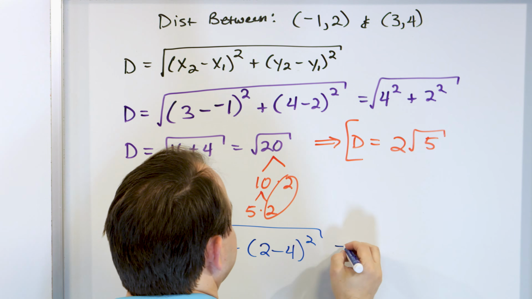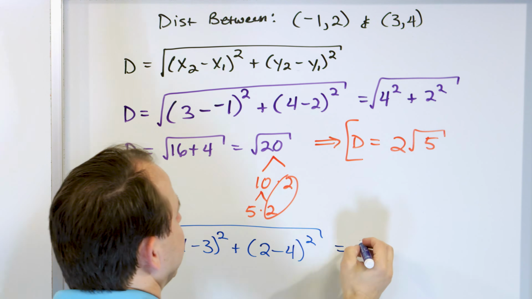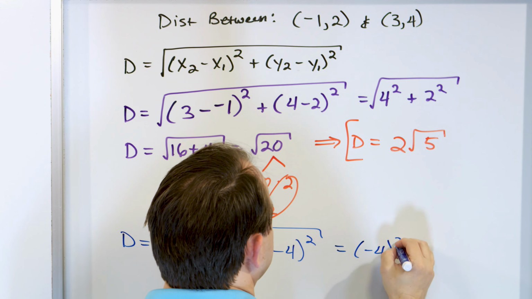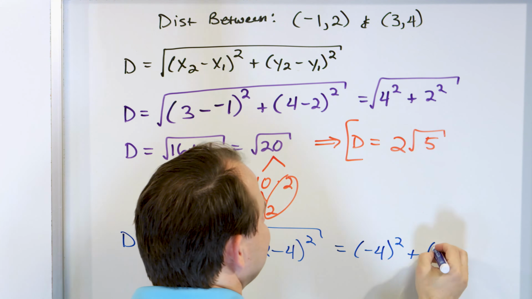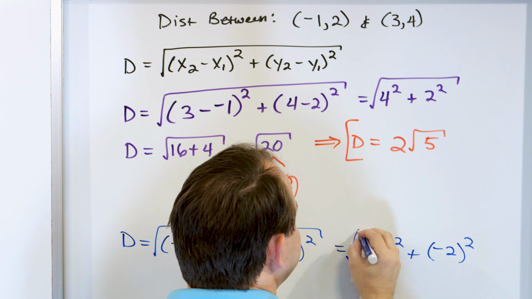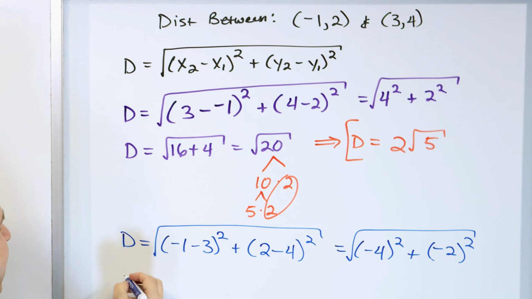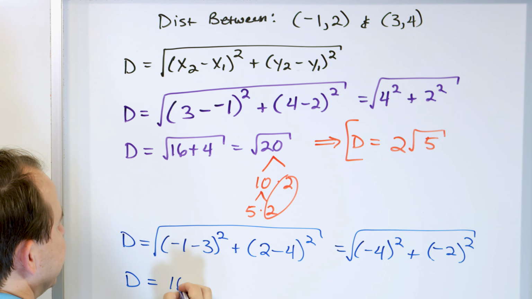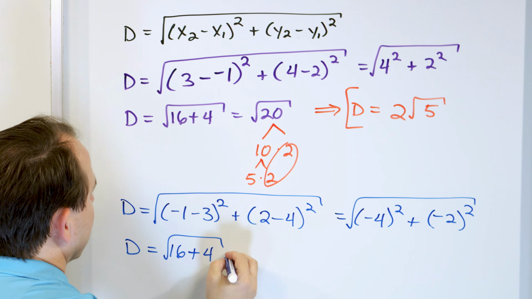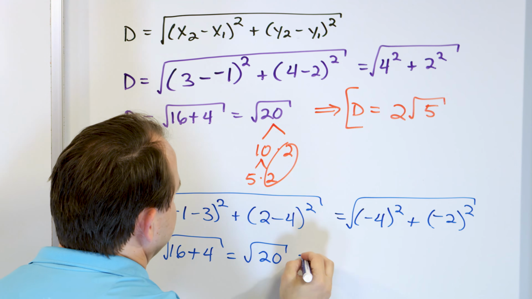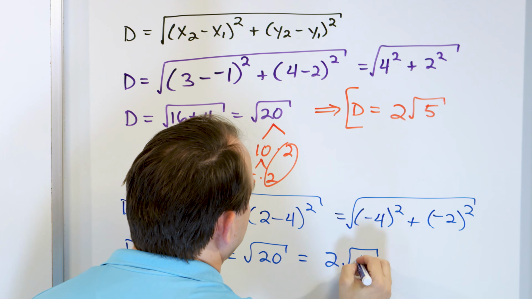But we're going to get the same answer because what do we have here? -1 minus 3 is -4 squared. 2 minus 4 is -2 squared. And you can see that the negatives, it's not going to matter because everything is squared inside. You're still going to have the 16, you're still going to have the 4, you're still going to have the square root of 20, and so you're still going to have 2 times the square root of 5.